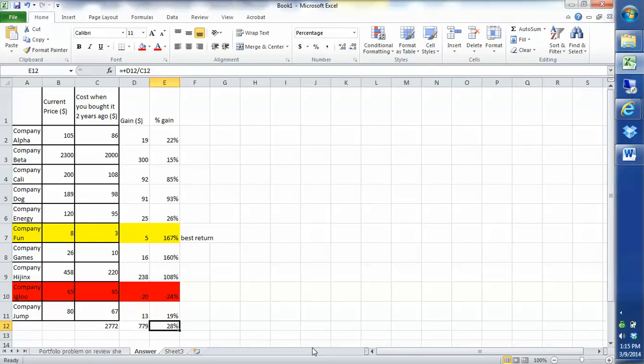And then finally, how do you know whether to use dollar gain or percentage gain? I think we've already talked about that. The dollar gain is interesting, but it doesn't take into account the amount of money you had to invest to get that gain. That's why we use percentage gain. And that's it for this video.